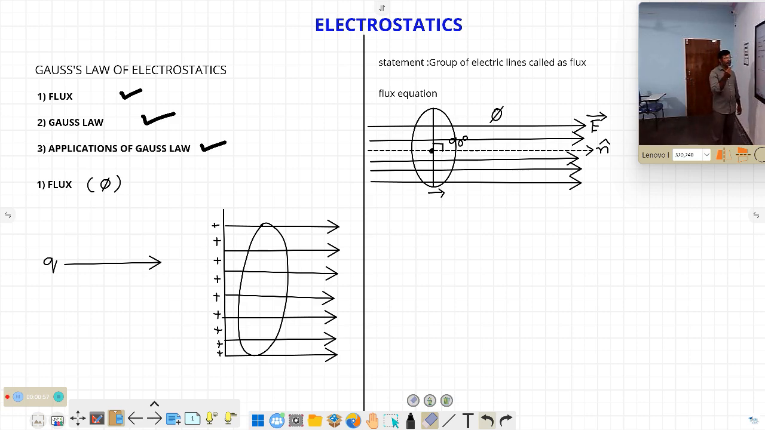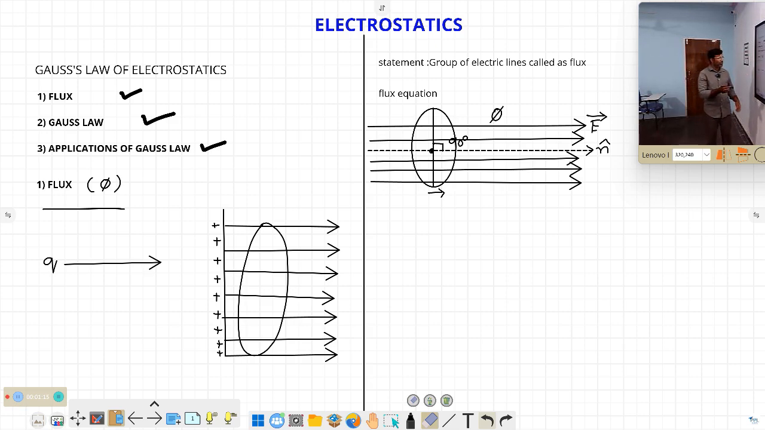Now we are going to discuss the first concept, that is the concept of flux. Flux we indicate with the letter phi, the symbolic representation. What is this concept of flux? Flux is nothing but a group of lines concept. What is a line?